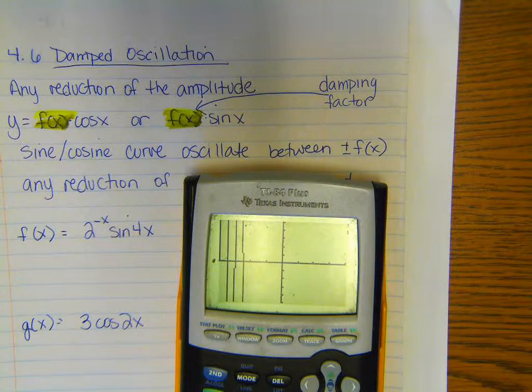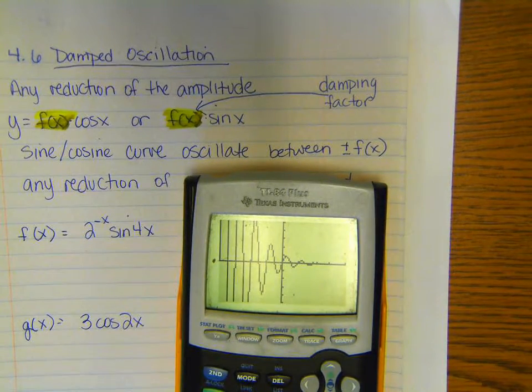So, it's like a sine curve, but the amplitude keeps getting, as I go to the right, smaller and smaller and smaller and smaller, right? Is there a reduction in the amplitude? Yeah, so we call this damped oscillation. All right, so this is an example of damped oscillation.